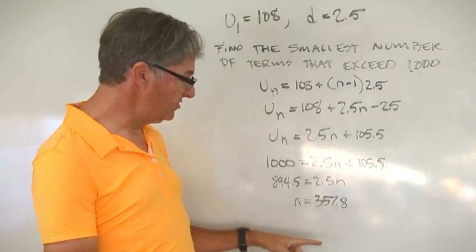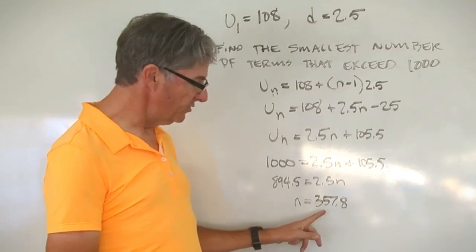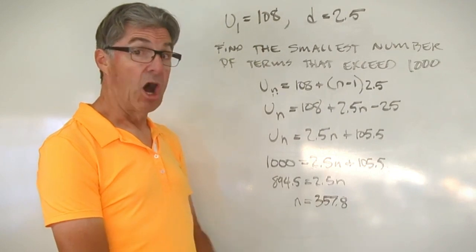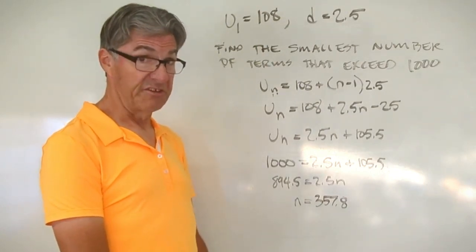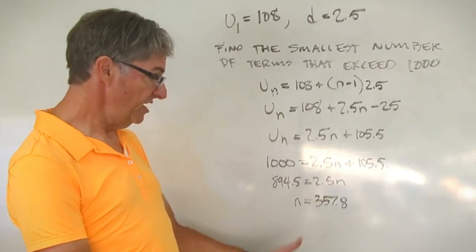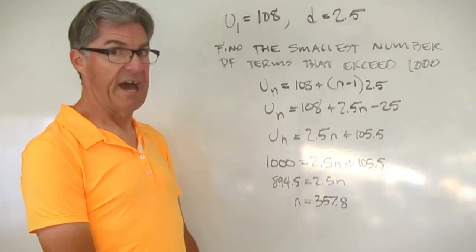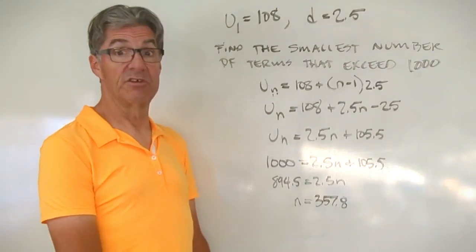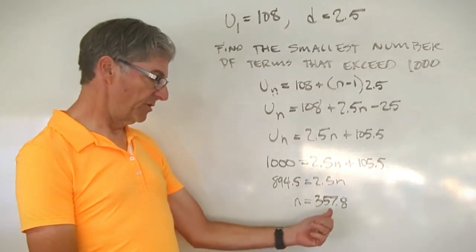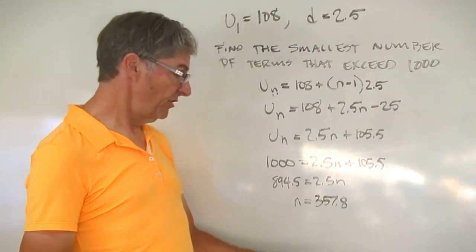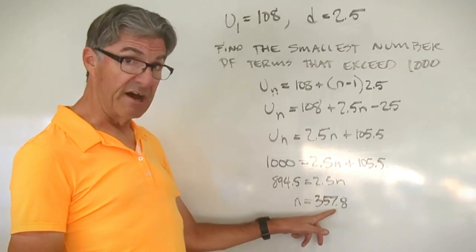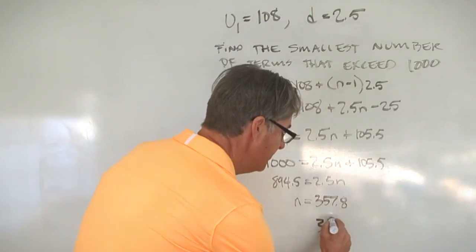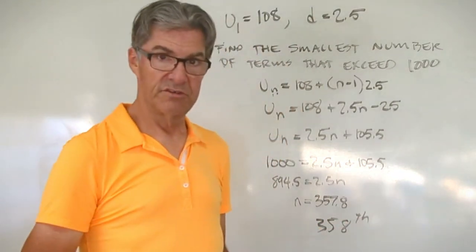So I went ahead and just did my algebra to do that, and I got n equals 357.8. Okay, hopefully you caught the mistake there because I'm not done. So take a look at that and figure out what needs to happen. There is no 357.8th term. We have 357 or 358. So 357 won't be big enough. It will be less than 1,000. So the answer to this is the 358th term.